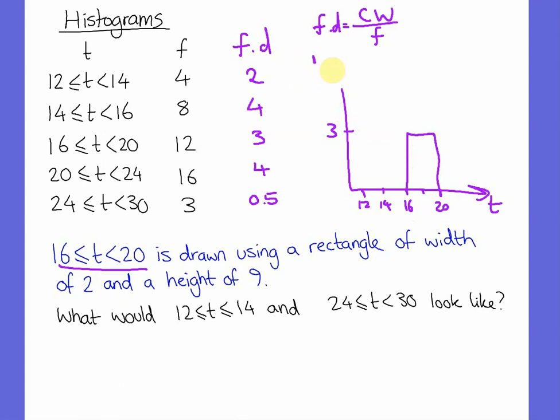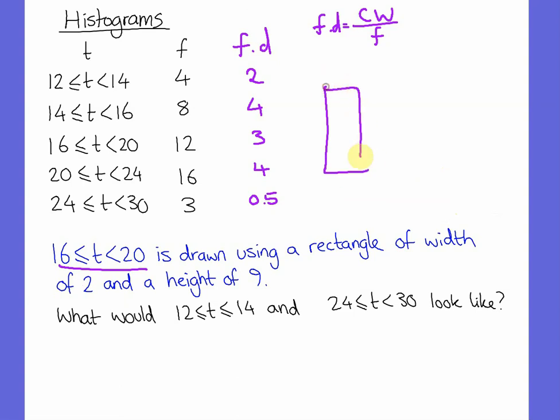So what I like to do, just going to remove all of this quickly, is instead of drawing it on a graph like that, I just draw the rectangles, just draw the bars. So for 16 to 20, normally I would have drawn that with a width of 4 and up to 3 on the frequency density column. But they're telling me that they want to draw it with a width of 2 and a height of 9. And all you have to do in this question is work out what on earth is going on here. What scale are they applying to this because they can?